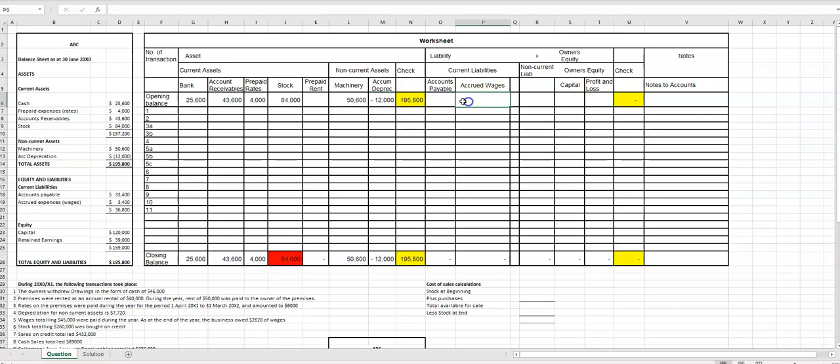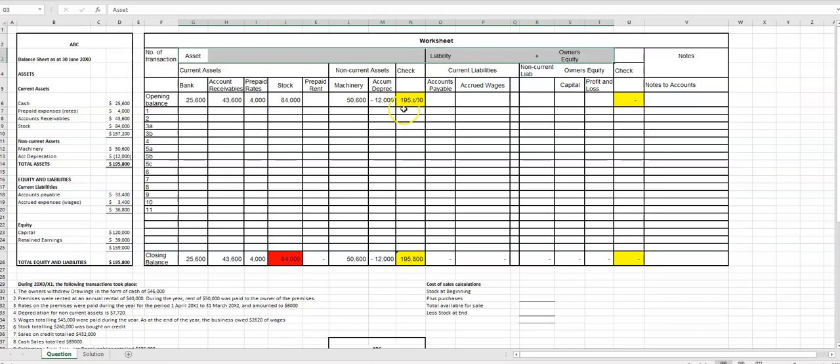Now you will see that I do have some yellow boxes here on the worksheet. These are used to run a quick cross-check as I go through the transactions to ensure that I'm keeping that accounting formula of assets equals liability plus owner's equity in balance. You may have noticed the formula here at the top in my worksheet. So I've got assets which equals liability plus owner's equity.